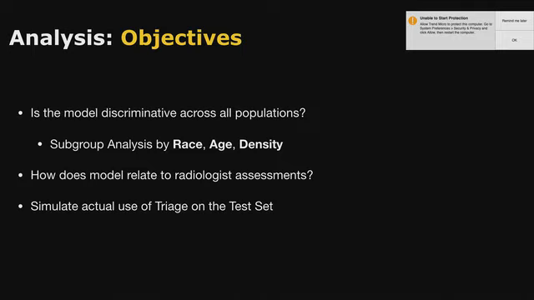Okay, so analysis. The objectives of what we're going to try to do here are similar across all the projects. One, does this thing work? Two, does this thing work across all the people it's supposed to work for? So we did a subgroup analysis. First, we looked at the AUC of this model, so the ability to discriminate cancer versus not. We did it across races, across MGH, age groups, and density categories. And finally, how does this relate to radiology assessments? And if we actually use this at test time on the test set, what would have happened? Kind of a simulation before full clinical implementation.